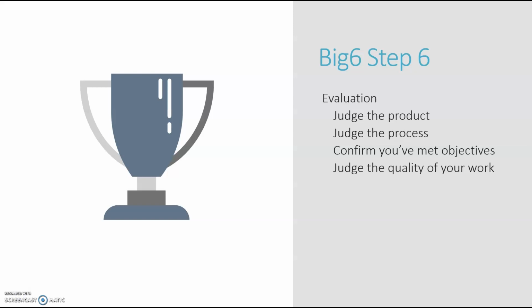Step 6 is for evaluation. This means that you look at the quality of your work and the work process. Ask yourself, what did you do well and what can you improve on? Be honest with yourself. Make any necessary corrections.